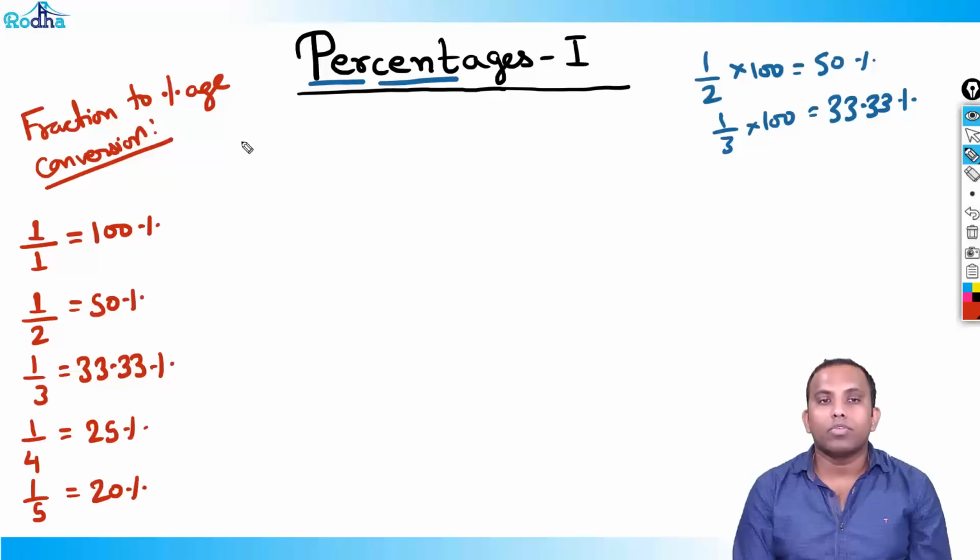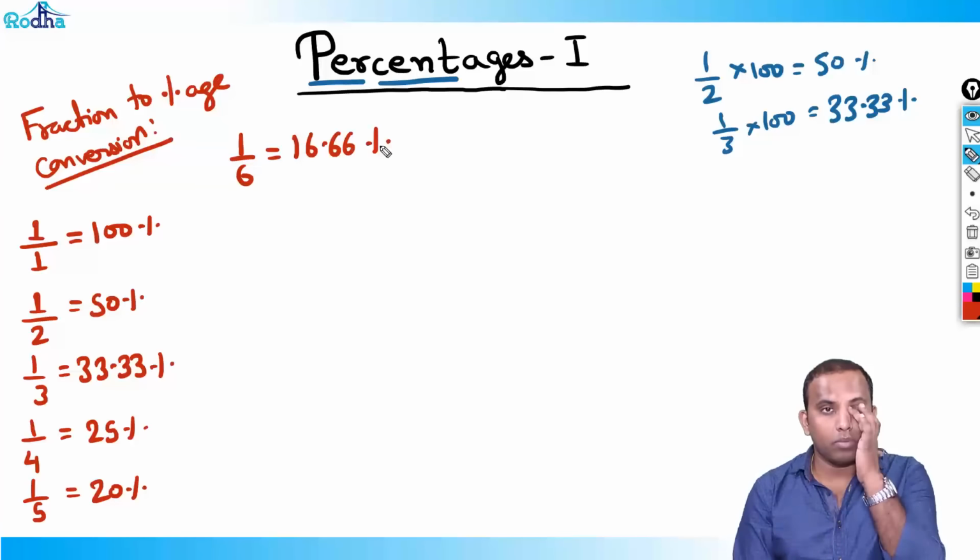Now you can connect this. What is 1 by 6 here? You see, 1 by 6 is half of 1 by 3. So what is half of 33.33? 16.66%. Correct?